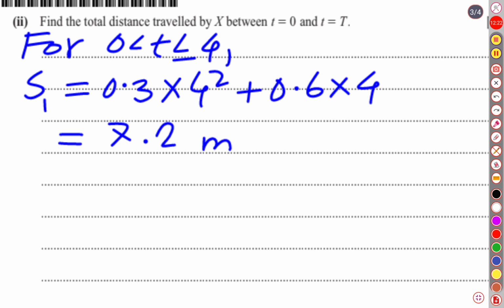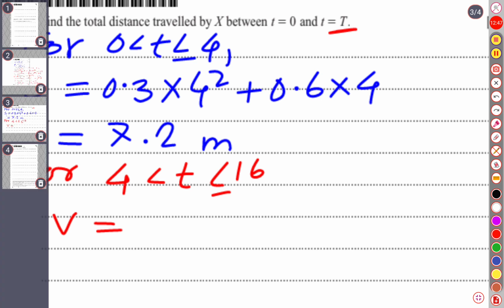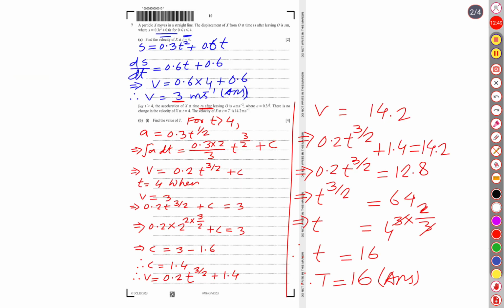Now for the second phase. The second phase was starting from 4 until 16 seconds. They have told to find, t was actually 16. The value of t was 16 seconds. Okay. For 4 until 16 seconds, our velocity is known to us. v is equal to what? Just as we have written on the next page, the expression was 0.2 t raised to 3 over 2 plus 1.4. So let's copy this.